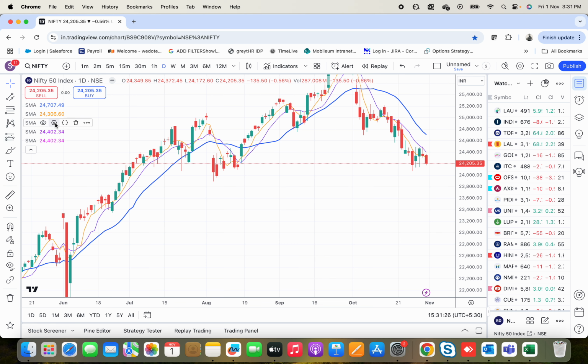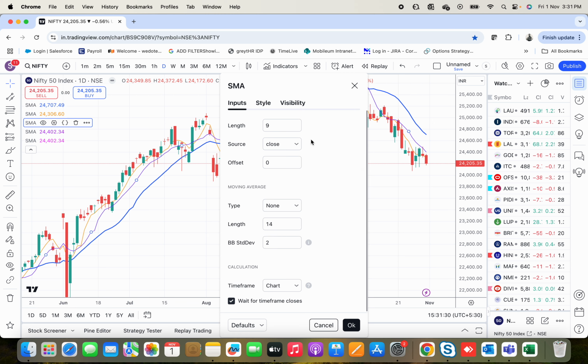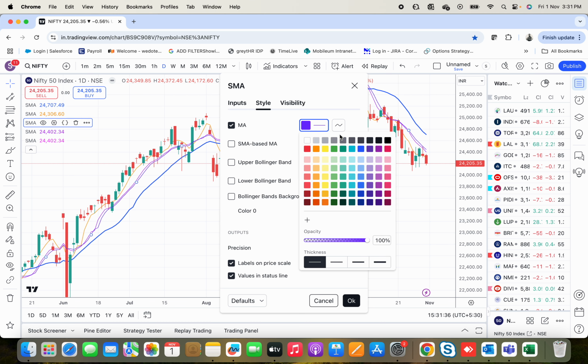Let's put another one, let's say 13 or 10 or whatever it is. Let's say I'll put 10. I will use a different color. Not this color. And let me use this color.